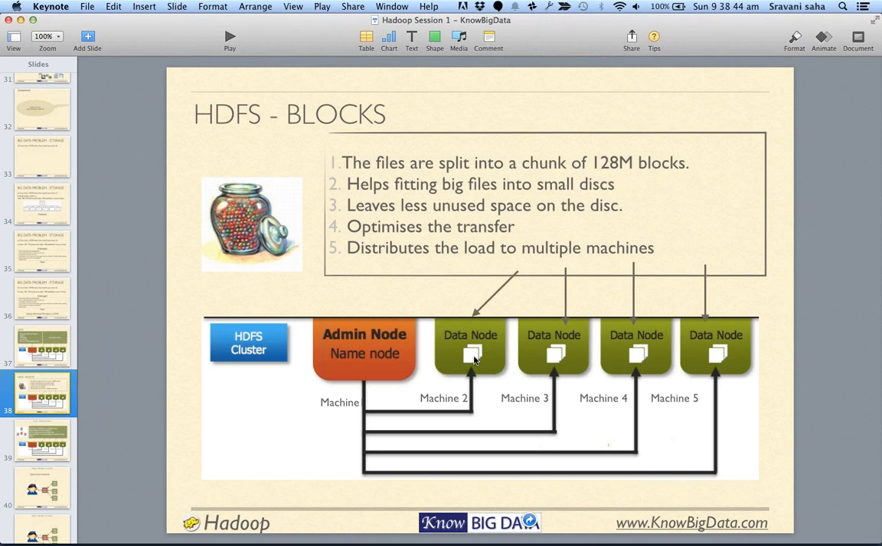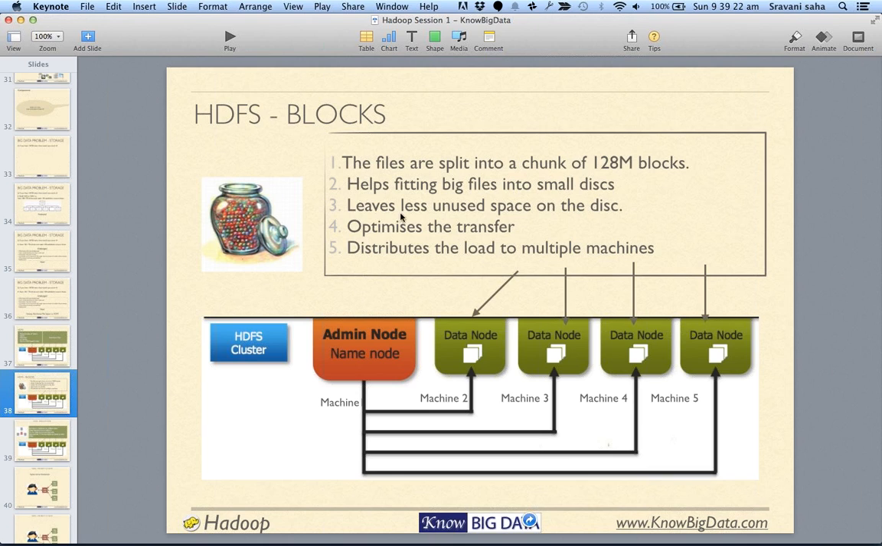Okay. So basically the objective of slicing the file into small blocks is so that you can fit a big file into a smaller disk. It leaves less space in the disk and it optimizes the transfer between the data nodes and between the admin node too. Also, it makes it possible to distribute the load onto multiple machines. We'll talk about these in detail.